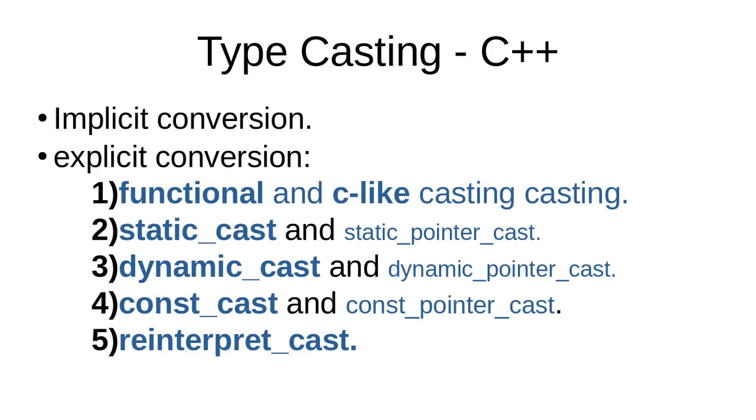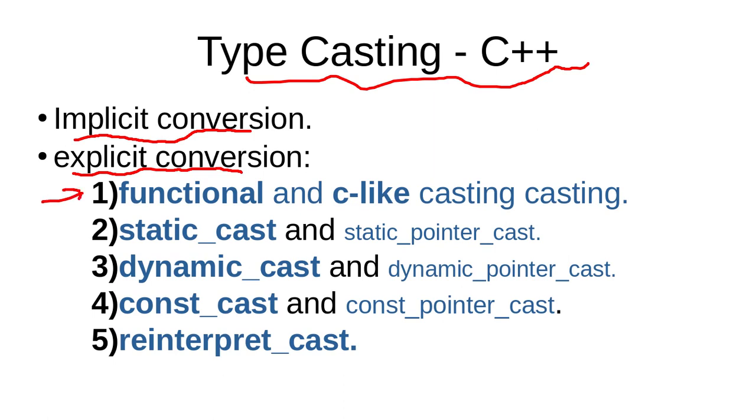Hi, in this video I'm going to talk about typecasting in C++. There are two main types of casting in C++. The first one is implicit conversion. The second one is explicit conversion. Explicit conversion can be done in many ways.